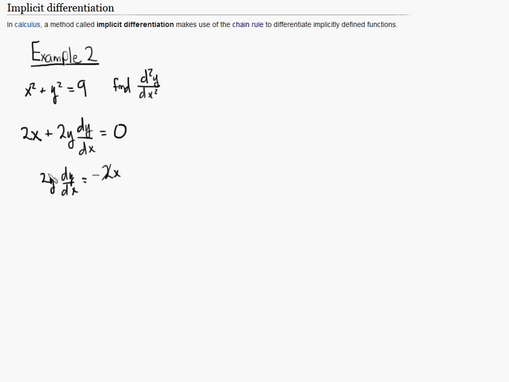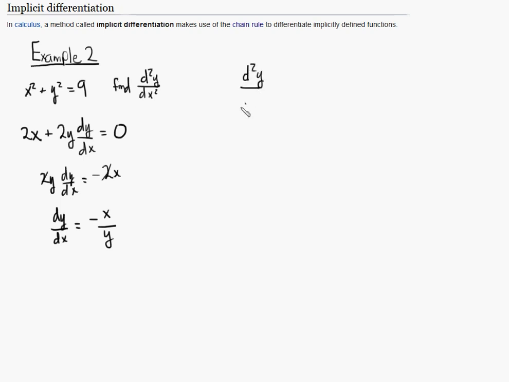We have the 2's on both sides. So dy/dx is equal to negative x over y. And now that we've solved for dy/dx, we can go ahead and take the derivative again to get to the second derivative. So I'm going to go up here so I have a little bit more room.